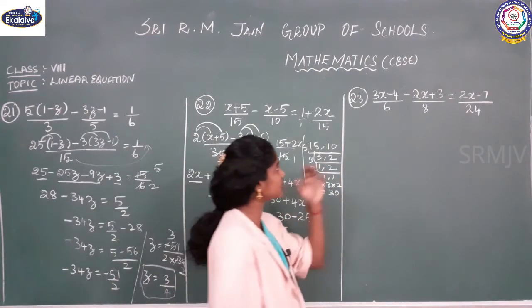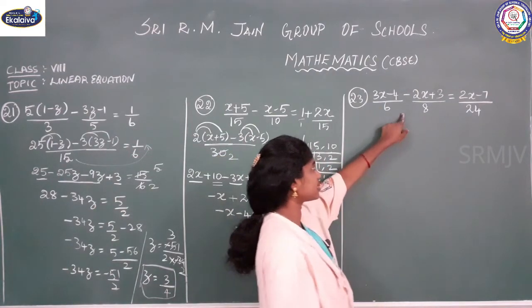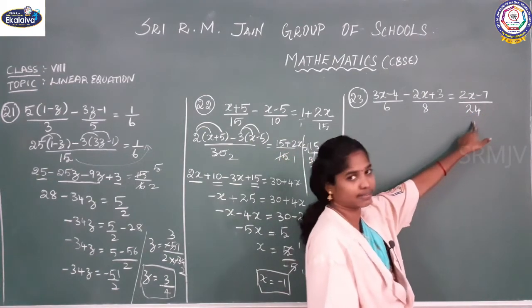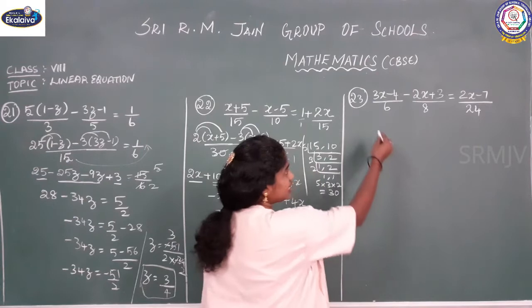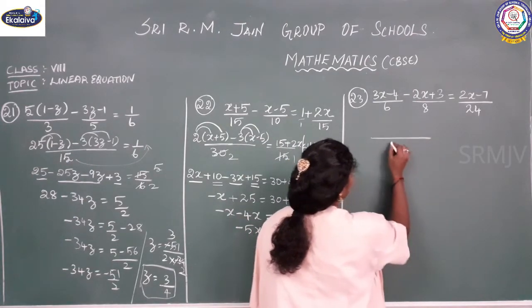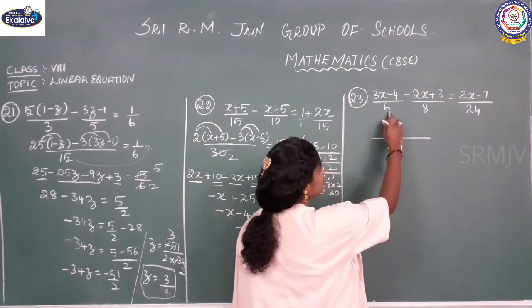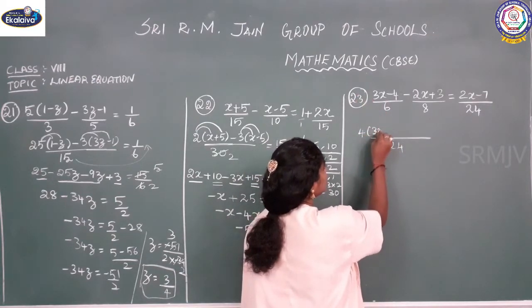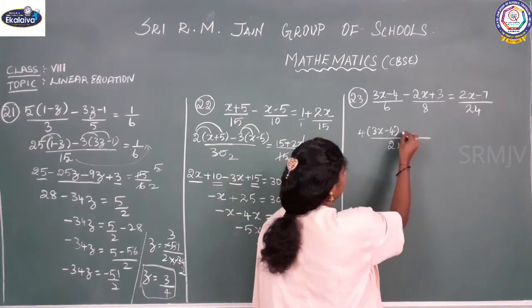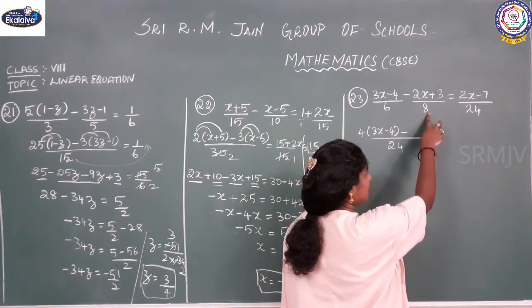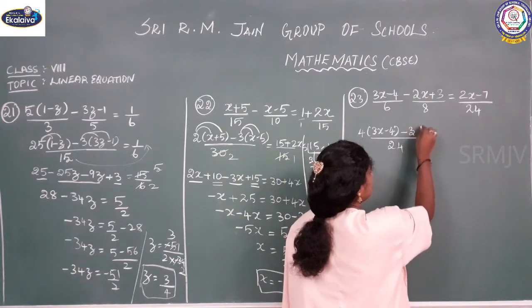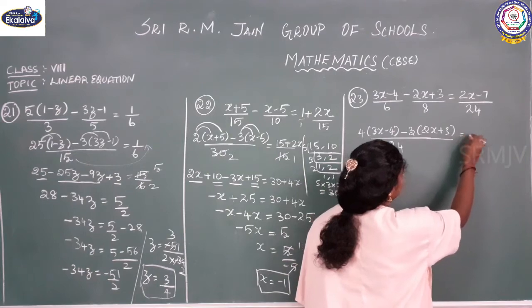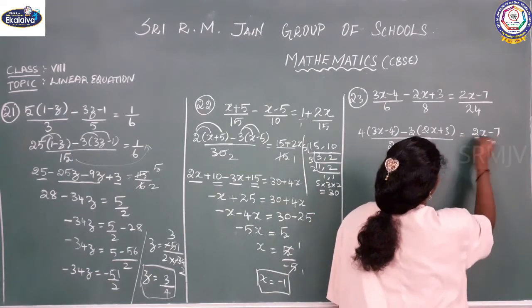Let us see the next question. (3x minus 4) by 6 minus (2x plus 3) by 8 is equal to (2x minus 7) by 24. When I take LCM for 6 and 8, I will get 24. 6 4s are 24. So I have to multiply the numerator with 4. So 4 into 3x minus 4, minus, and 8 3s are 24. So I have to multiply this numerator with 3. 2x plus 3 is equal to 2x minus 7 by 24.